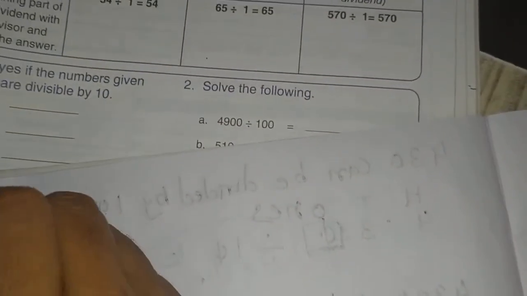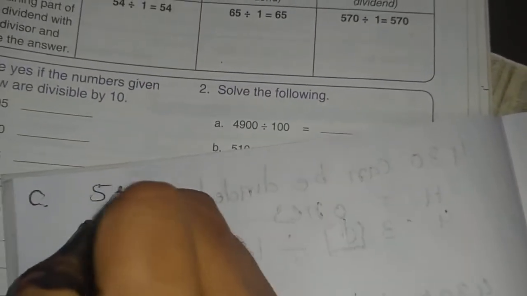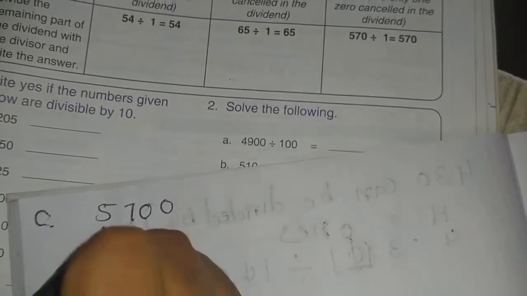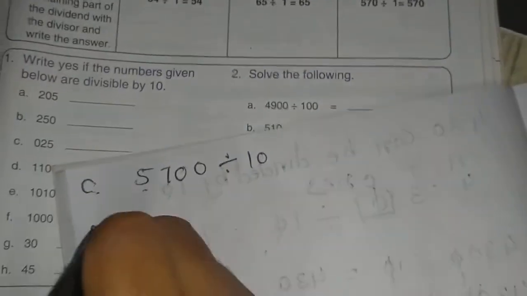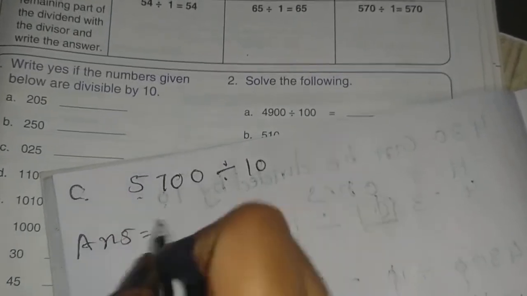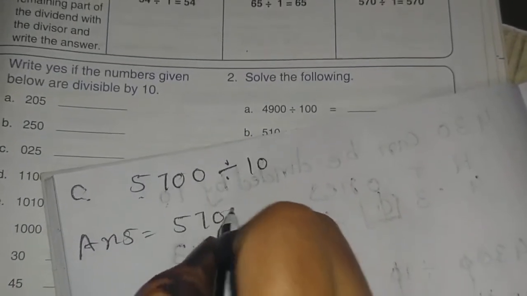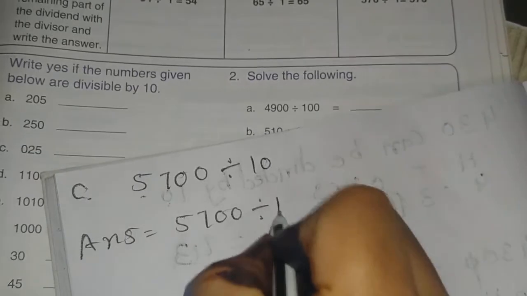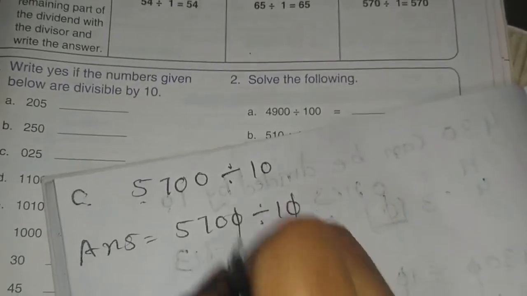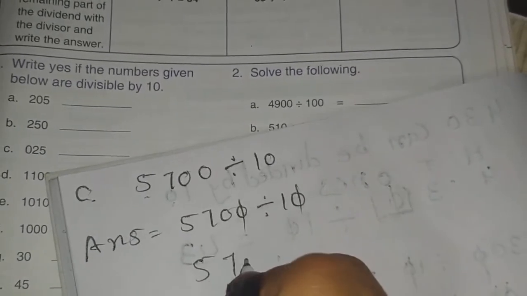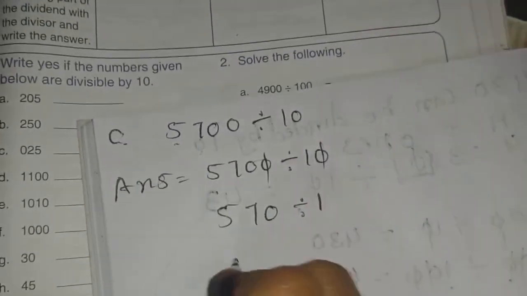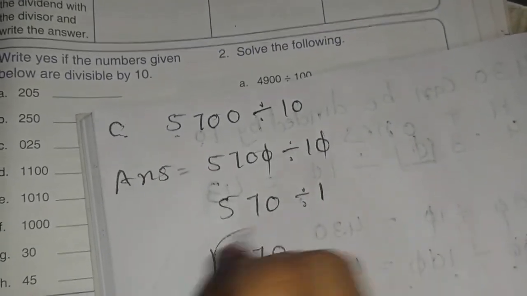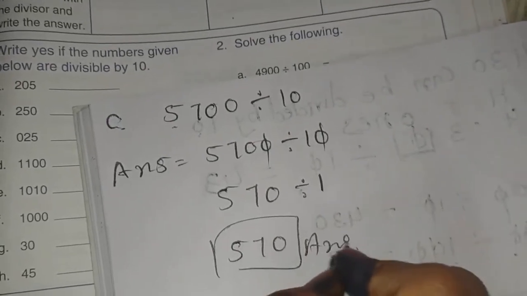Next question, C1 question is, students, 5700 divided by 10. So here we have to write the answer is equal to 5700 divided by 10. We have to cancel the 0 over here. So 570 divided by 1. So answer is, students, 570. This one is the answer.